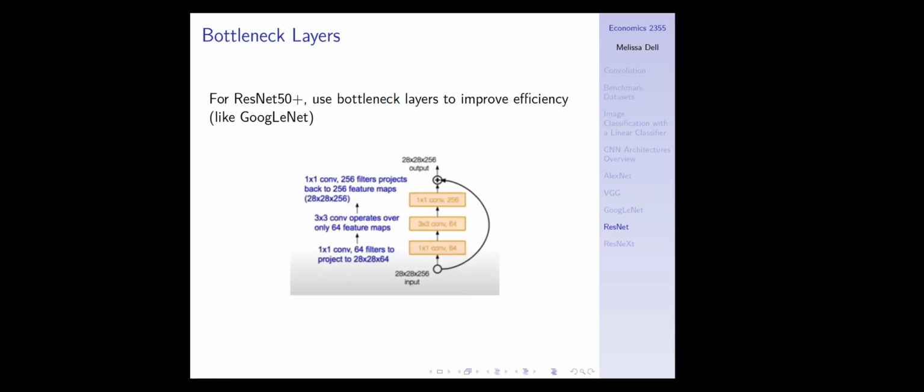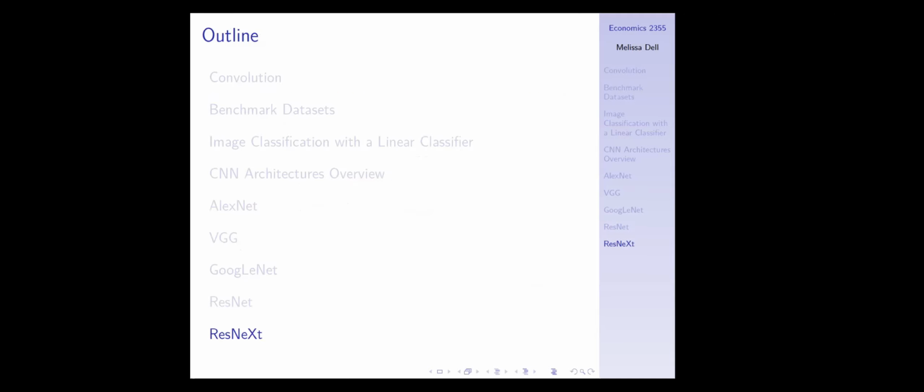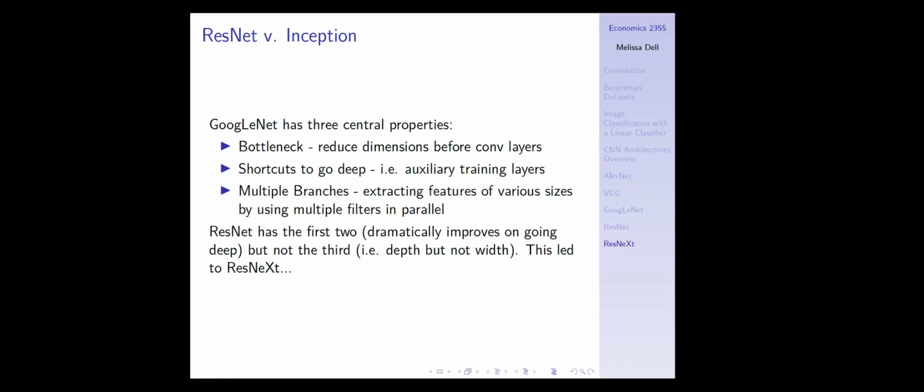And the other thing I should say is it also incorporates these bottleneck layers, which we saw from GoogleNet. So it takes both insights from GoogleNet: having bottleneck layers and getting rid of the fully connected layers to reduce the number of parameters. And then I'll just make a very quick note about ResNext.